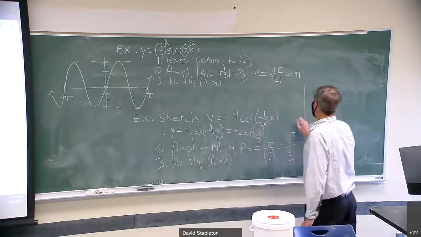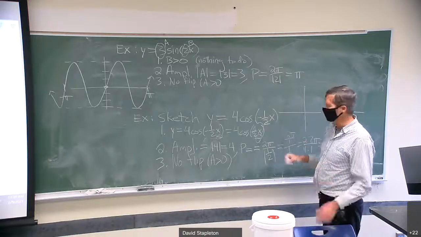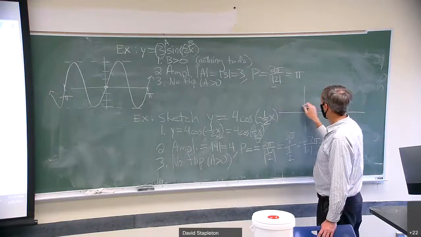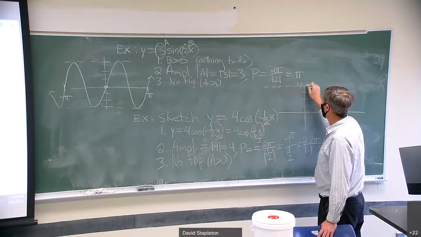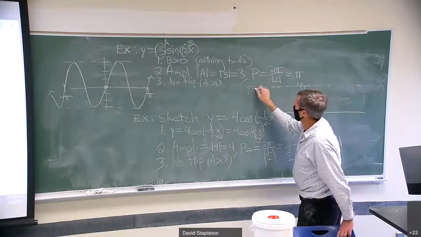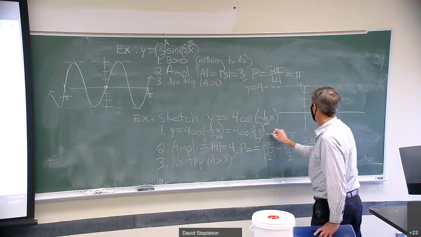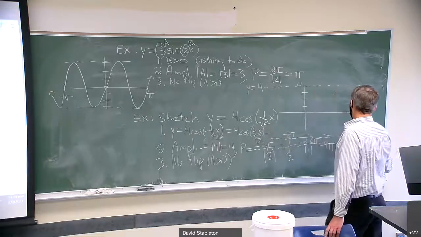Now I can sketch it, easy as that. However, cosine starts at the top, right? So I go 1, 2, 3, 4. That's the amplitude. Draw a guideline. You don't have to draw this, but it really helps me. Draw a guideline at y equals 4. Draw a guideline down here at y equals minus 4, if I left enough room.